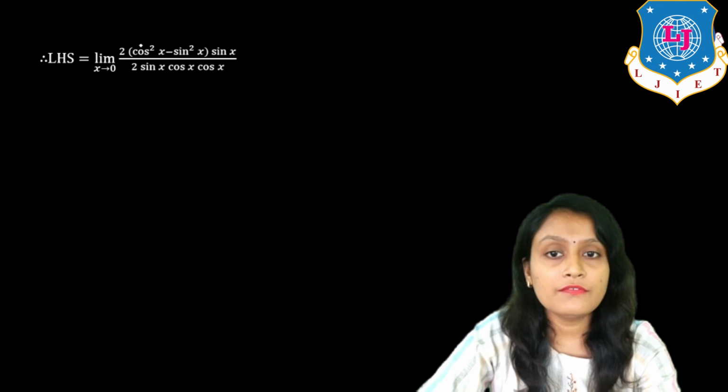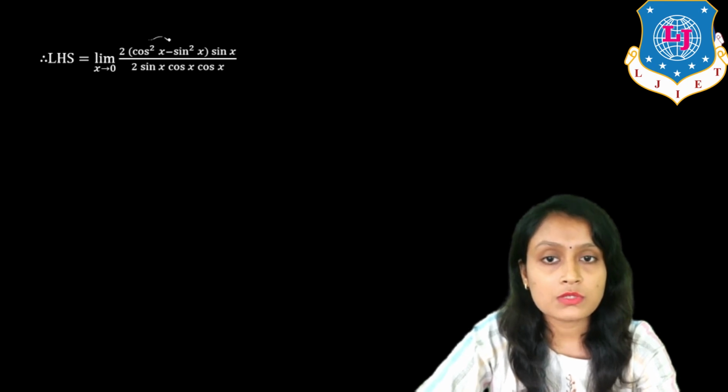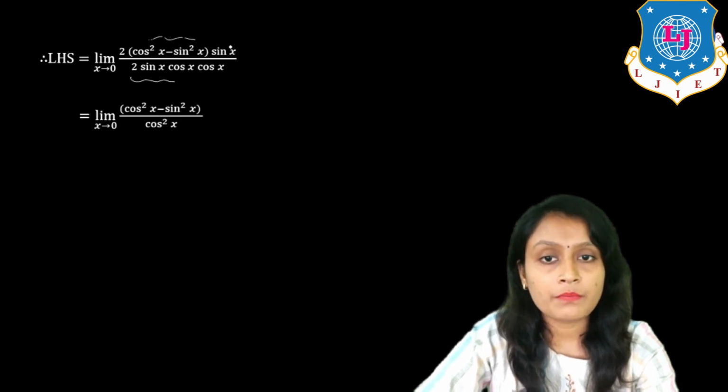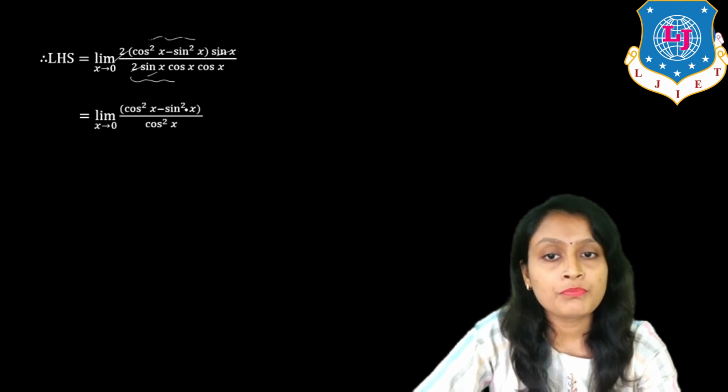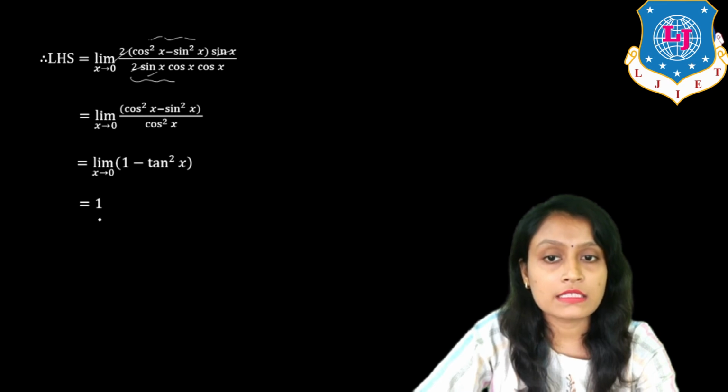Now we will apply the formula of cos 2x, that is cos square x minus sine square x, and the formula of sine 2x, that is 2 sine x cos x. So you will get this term. Now sine x will get cancelled, 2 will get cancelled. What will remain is cos square x minus sine square x upon cos square x. Individually divided, you will get limit x tends to 0, 1 minus tan square x. Now if you apply the limit, you will get the answer 1, because the limit x tends to 0 of tan x is equal to 0. Okay, so this is what we wanted to prove.